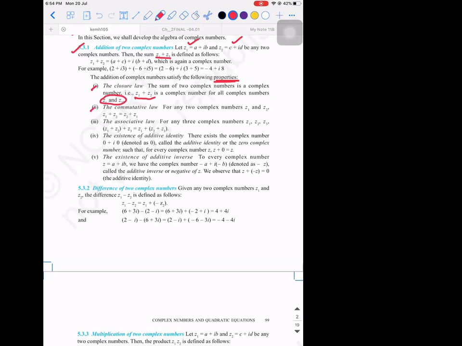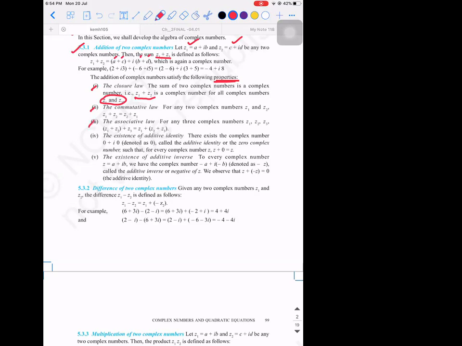Second is the commutative law. The commutative law states Z1 plus Z2 is equal to Z2 plus Z1. That is, A plus C plus i into B plus D is the same as C plus A plus i into D plus B also.